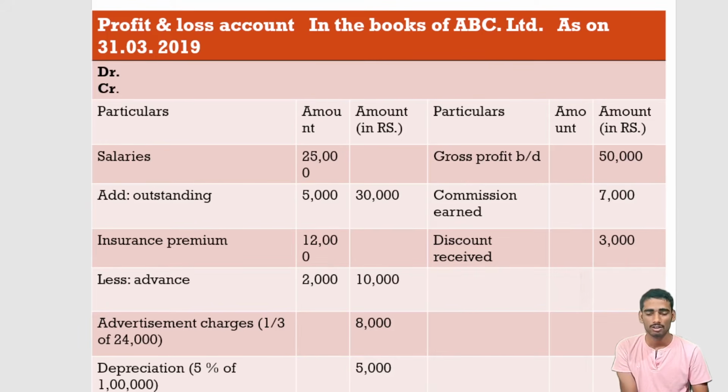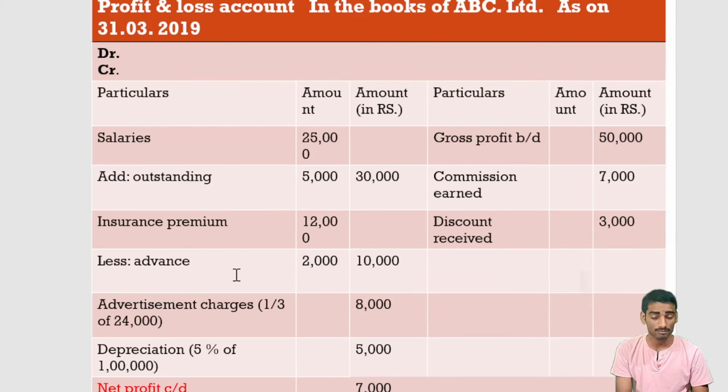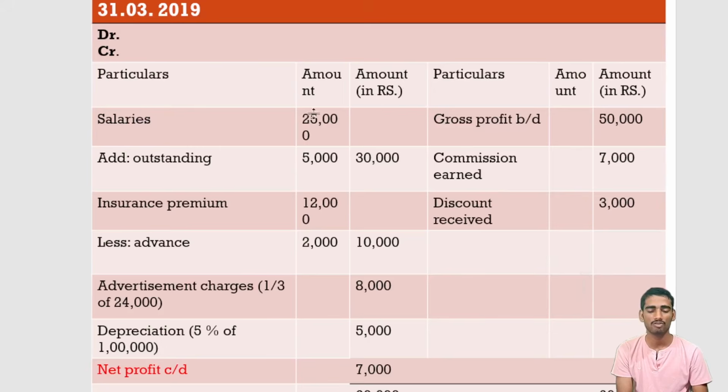Okay, so we have written on the left side: salary, add outstanding, insurance premium, less advance, advertisement charges. So these are the things that we have already written on the left side. And on the right side we have written gross profit, commission, and discount received. So this we have written on the right side. Similarly, you will get the profit here.